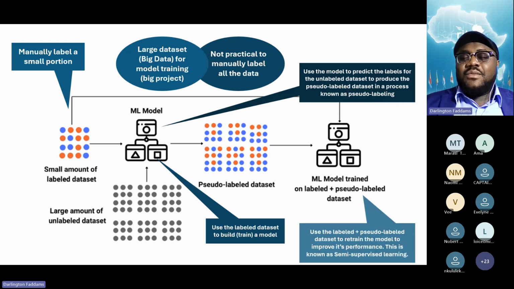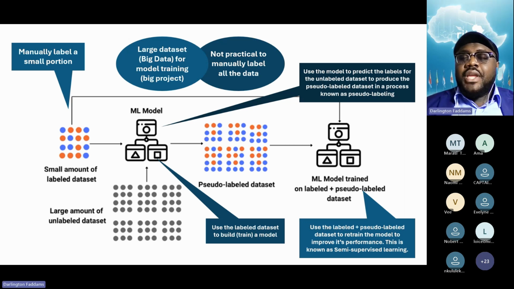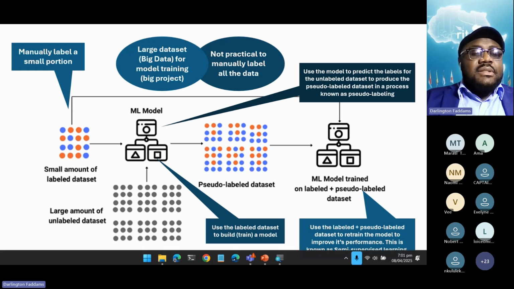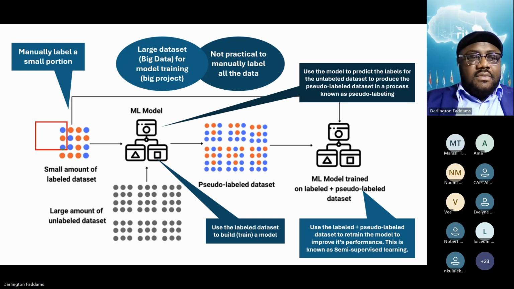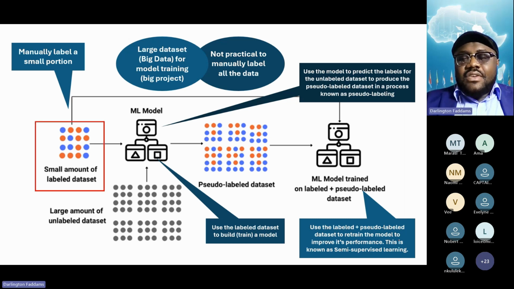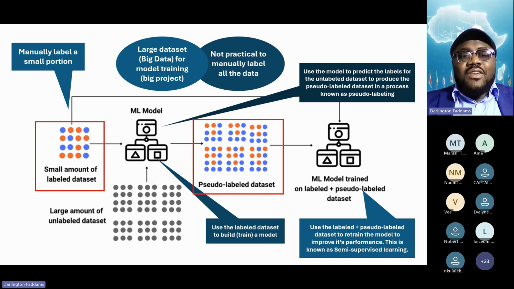At the end of the day, watch what happens. We use the labeled data, that is the first real labeled data, plus the pseudo labeled data, the unlabeled data that was labeled. Now we call it the pseudo labeled data set. We use the two together as new training data to retrain the model.